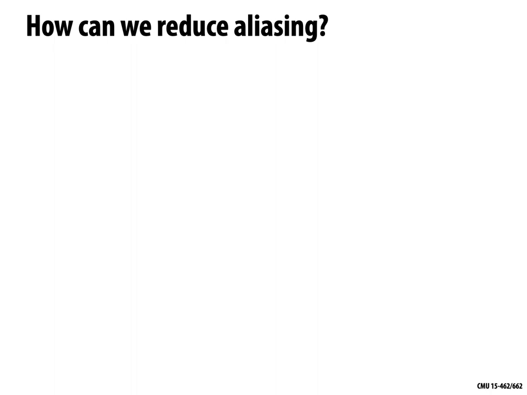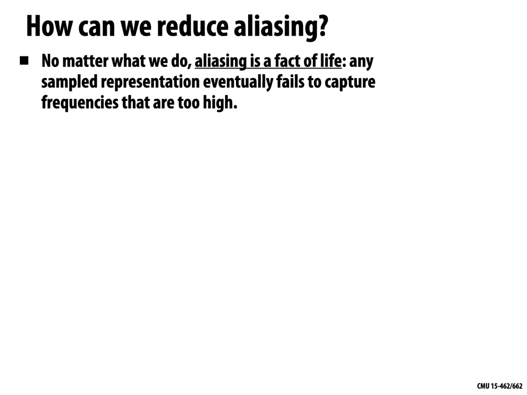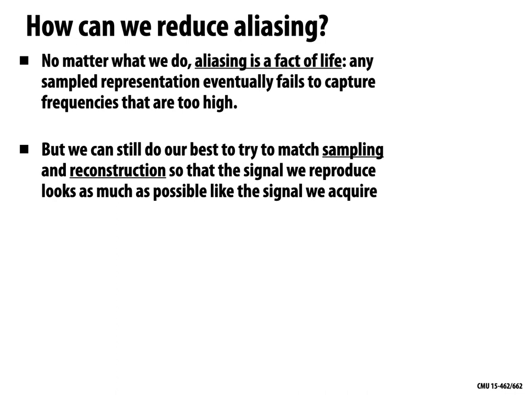So what can we do about this? How can we reduce aliasing? Well, again, no matter what we do, aliasing is a fact of life, right? Any sampled representation eventually fails to capture frequencies that are too high, but we can still do our best to try to match sampling and reconstruction so that the signal we produce looks as much as possible like the signal we acquire.